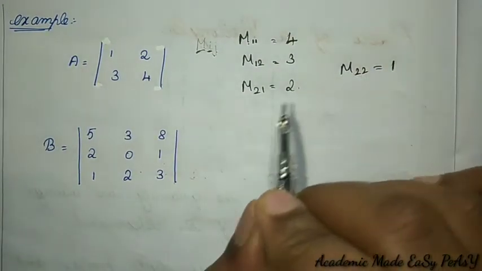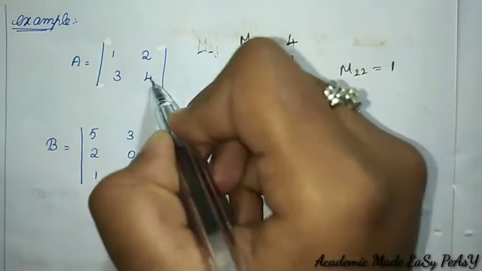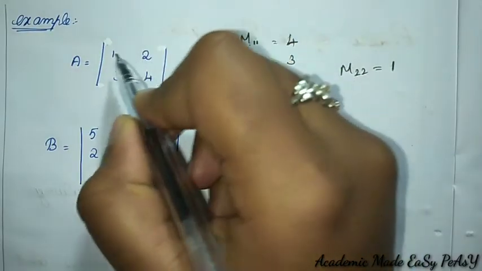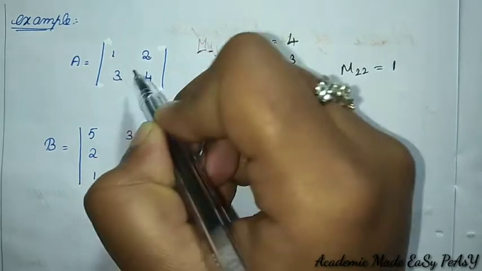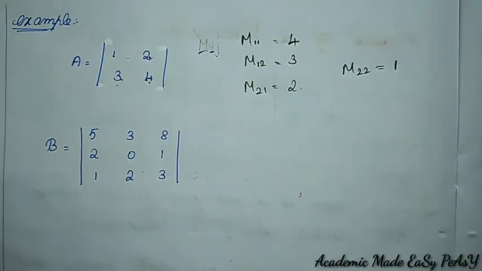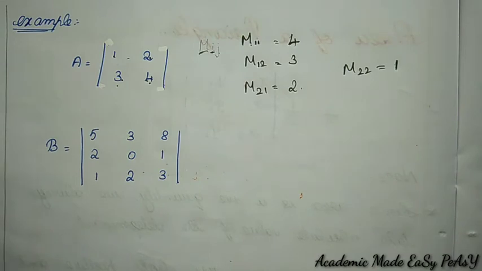So for a 2 by 2 matrix, it's very easy. We will be just writing the diagonal elements. So 1, 4, 2, 3, 3, 2, 4, 1. That's it. Over. Okay. So now for a 2 by 2 matrix, it's over.